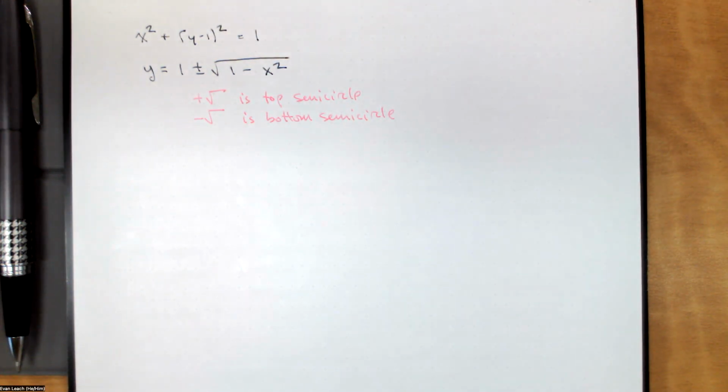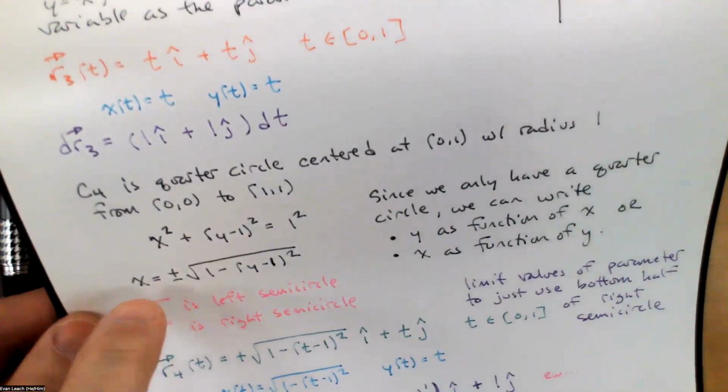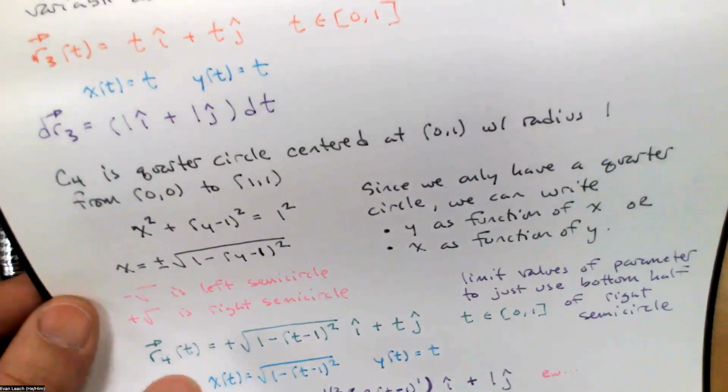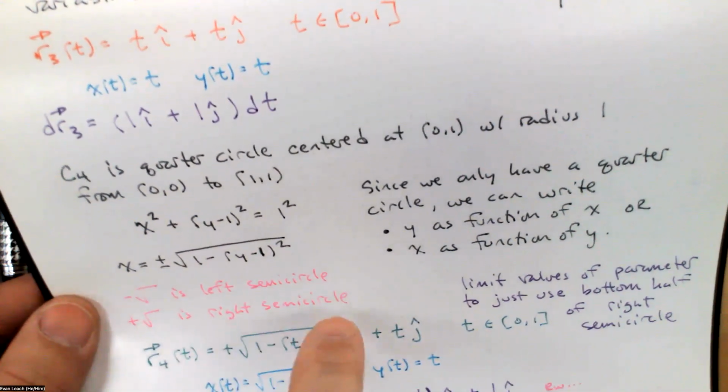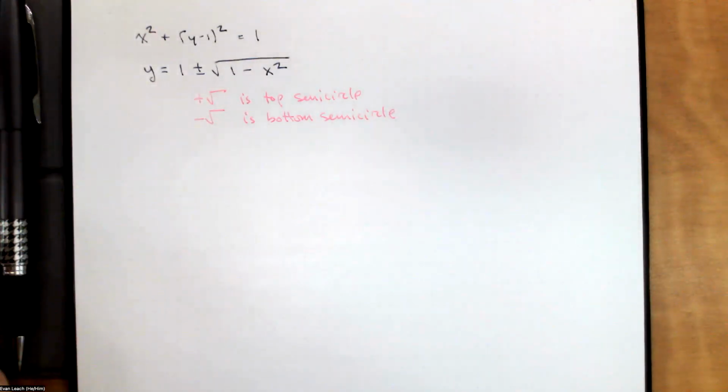We want the bottom semicircle, so we're going to be using the negative square root. We also want only the right side. And just like we did in the previous parameterization, we'll control that by restricting the parameter to go from 0 to 1. That will give us just the right side. So in the same way, we had 2 choices available for x as a function of y. We wanted the right semicircle. Now we want the bottom semicircle.